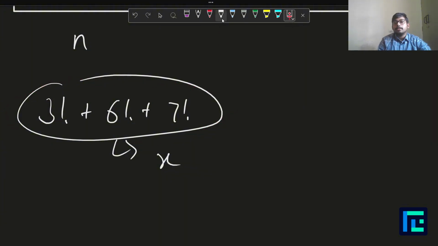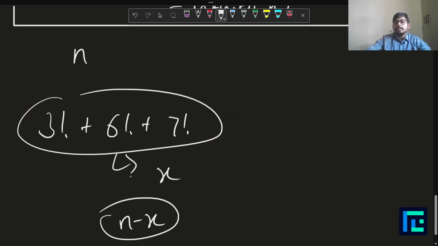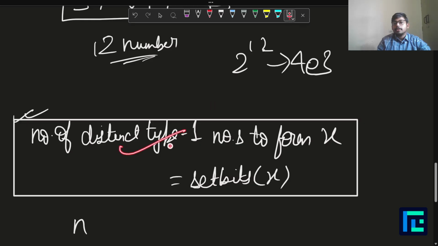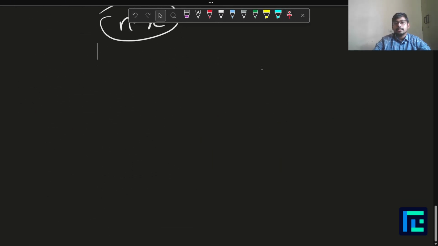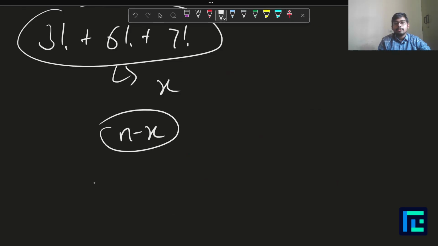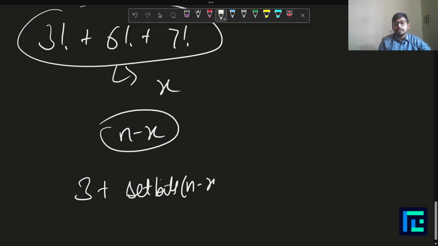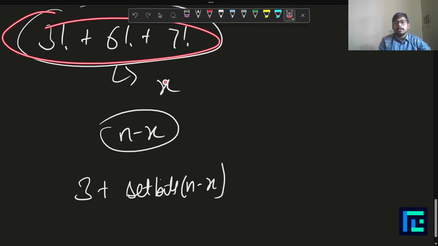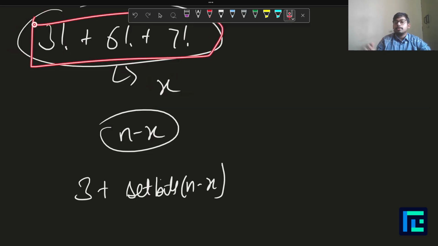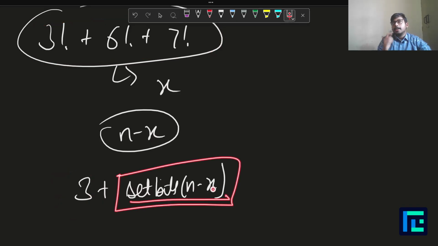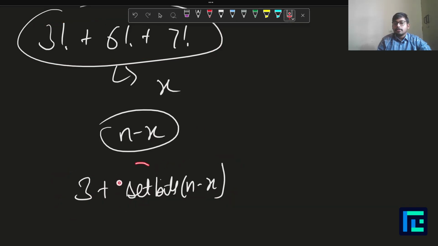How many more numbers we need to use? n minus x is the remaining sum, and this sum would be formed using the type 1 numbers. So the number of set bits in this. So our answer for this would be 3 plus the number of set bits in n minus x. Okay, so using 3 numbers of type 2 to form a sum of x, the total numbers required would be 3 of type 2 plus set bits in n minus x, which gives the number of numbers required in type 1. So these would be the total numbers.